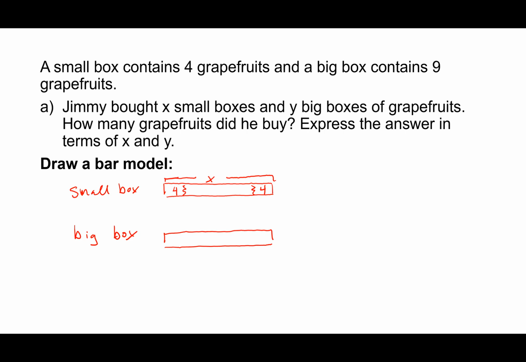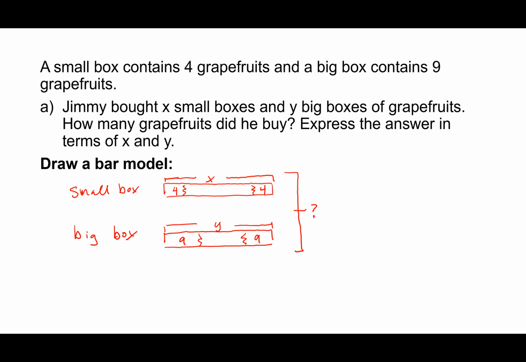Now, when we illustrate the big box, again, we know how many are in each box, but again, we don't know how many. Whoops, I drew those incorrectly. We don't know how many boxes we have. How many grapefruits are in each big box? Say it out loud, class. 9. Good. So let's go ahead and fill in 9 for our units. But up here at the top, we're going to draw Y as our whole. We have Y number of boxes. We want to know how many grapefruits he bought in total. So our question mark goes over here on the side.